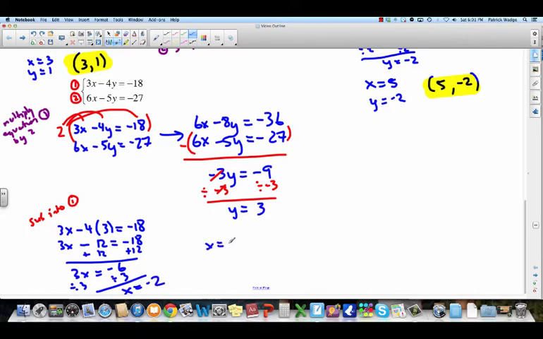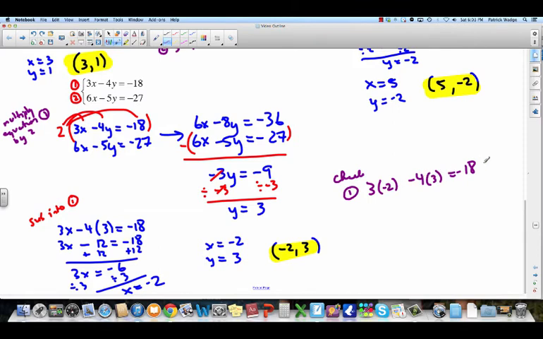So our answer is x equals negative 2, y equals 3, or you could write it as negative 2 comma 3. That's our solution. Should we check that? Why not? So check 1. The first one would be 3 times x, which is negative 2, minus 4 times 3 equals negative 18. Is that true? 3 times negative 2 is negative 6, 4 times 3 is 12, and we're subtracting, so negative 6 take away 12 is negative 18.